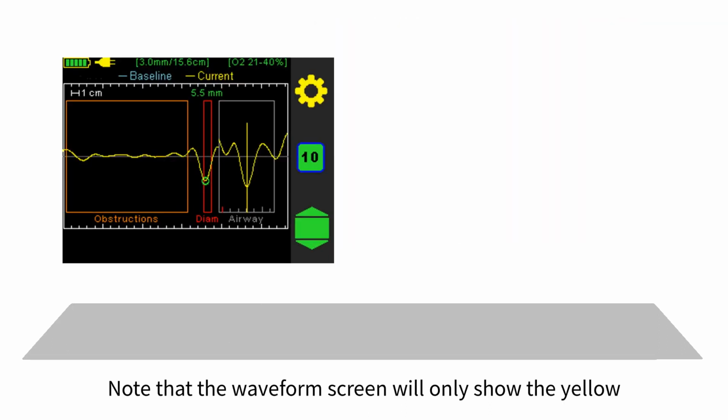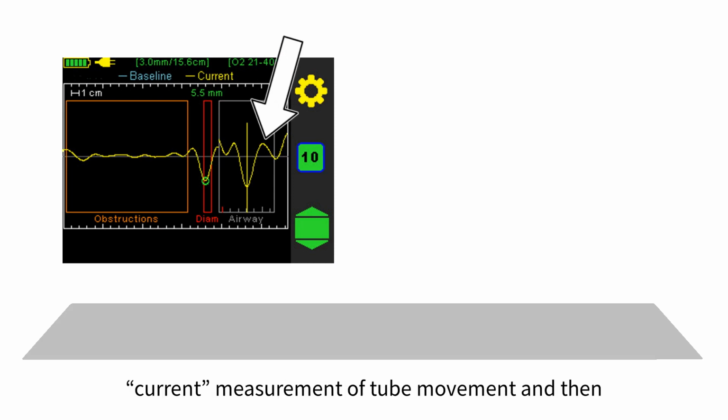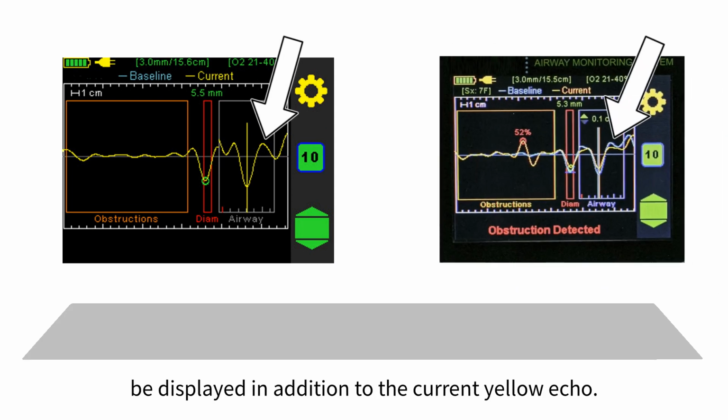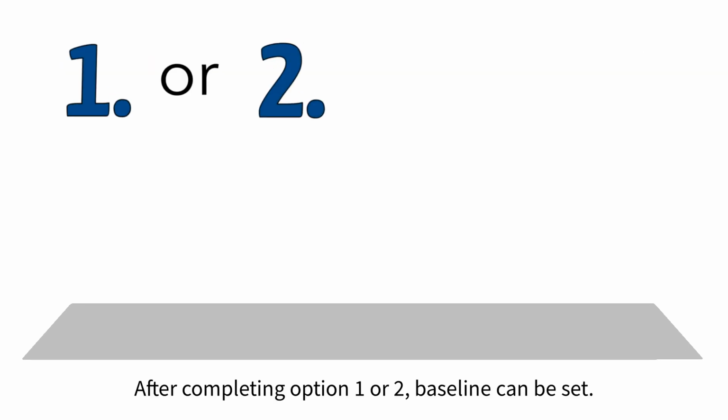Note that the waveform screen will only show the yellow current measurement of tube movement, and then once the baseline is set, the blue baseline echo will be displayed in addition to the current yellow echo. After completing option 1 or 2, baseline can be set.